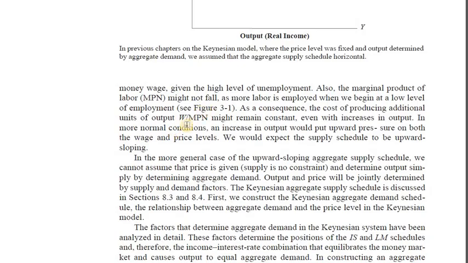So the money wage is fixed, and this is quite true as well. When there is a lot of surplus labor available in the economy, people would be willing to work either way at the prevailing wage rate. They would not be demanding a higher wage, right? And this is point number one. So the wage rate is fixed, it's not going up.